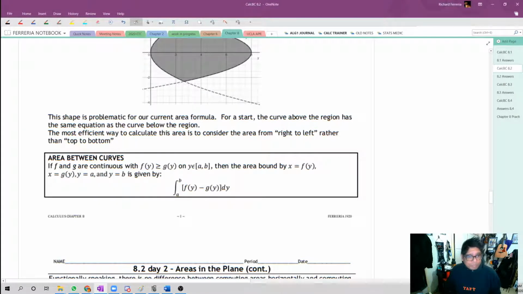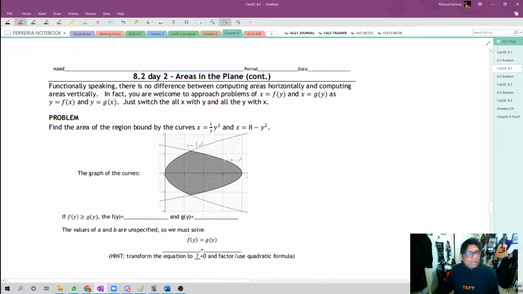So this time, a is the lower bound, b is the upper bound, f of y is the right function, and g of y is the left function. So it's the integral of right minus the integral of left, evaluated from bottom to top. Now, let's see what this is.